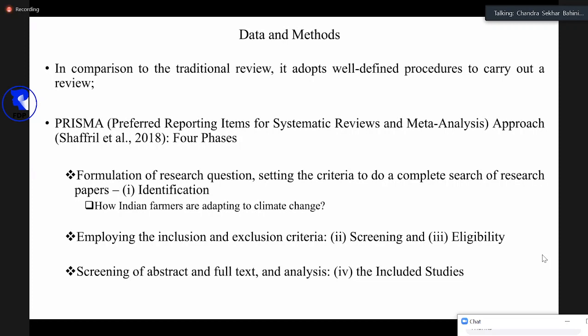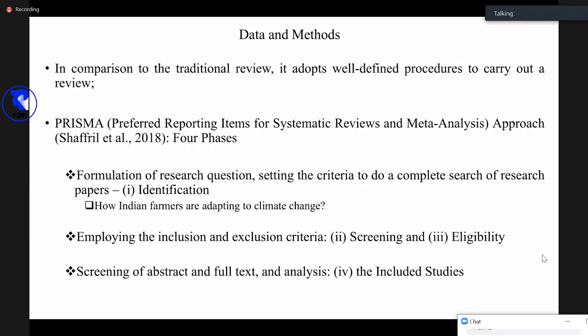So the first thing you should have, as I told you, is a research question. That research question will give you some idea to identify the keywords. Here my research question is: how are Indian farmers adapting to climate change?